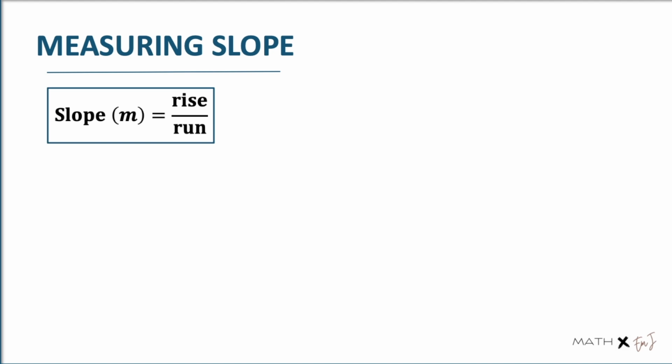So this is a really important one. If you don't already have this memorized, write it down, highlight it, put it somewhere that you can see when you're doing your homework questions. Very important. So slope, or m, is equal to rise over run. So what is rise? Well, it's how much the line goes up or down.